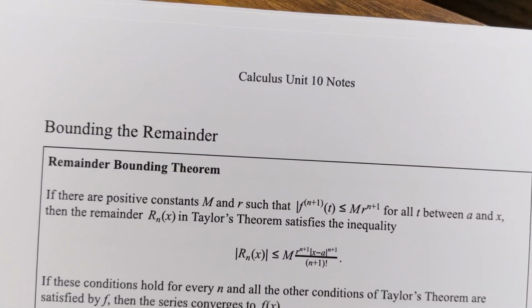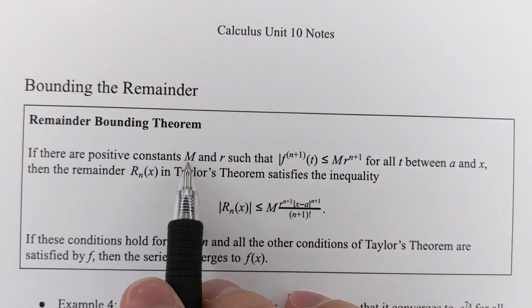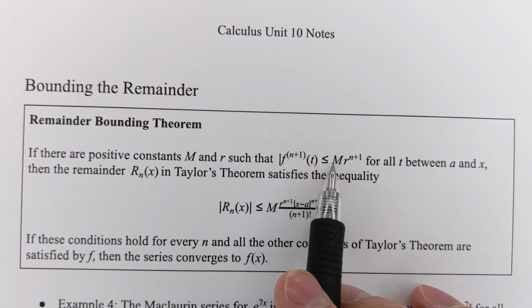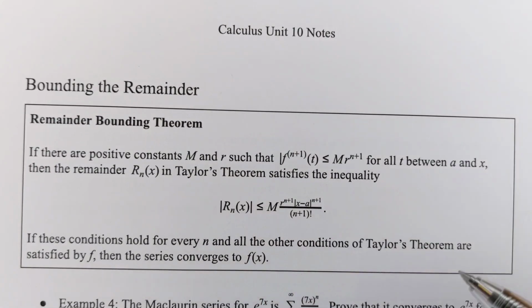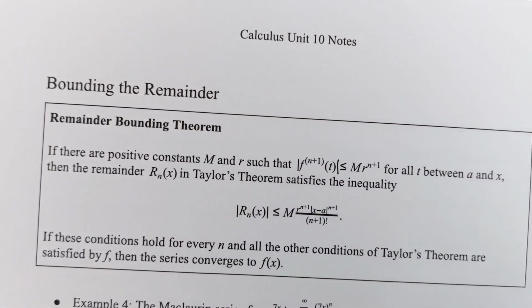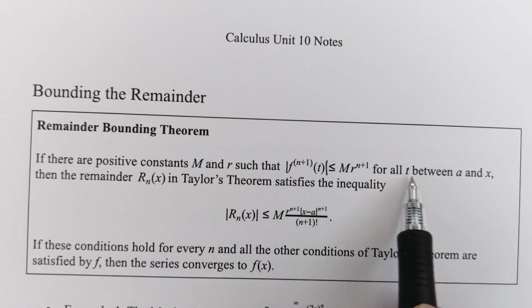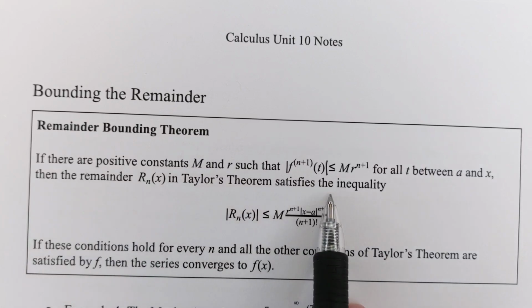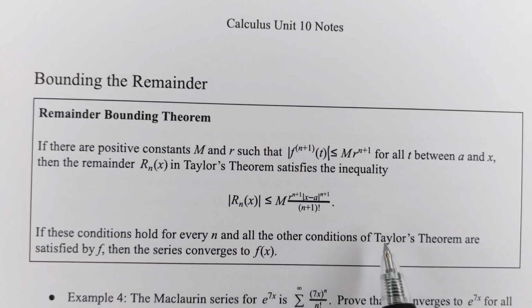Okay, so bounding the remainder. There are positive constants M and r such that this holds. I think I'm missing an absolute value bar somewhere. Yeah, it should be one here. This holds for all t between a and x, and the remainder in Taylor's theorem satisfies this inequality. If these conditions hold for every n, and all the other conditions of Taylor's theorem are satisfied by f, then the series converges to f of x.